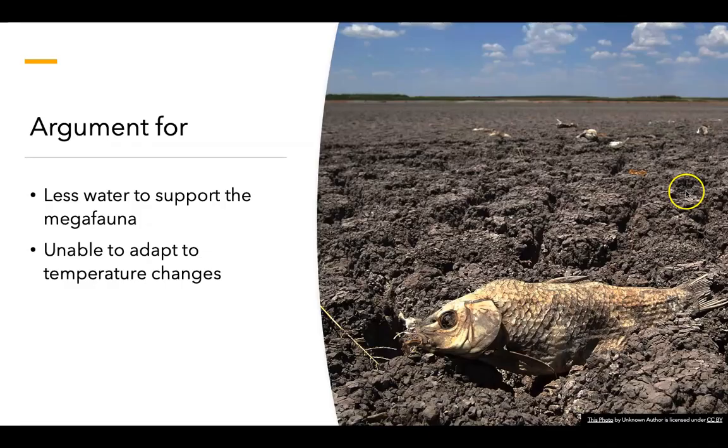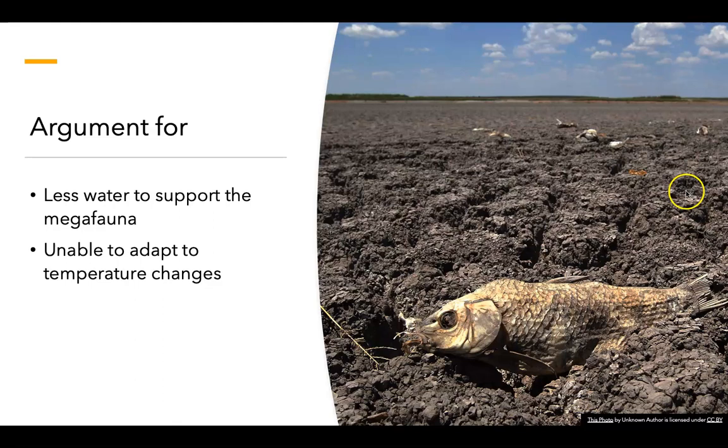Now, there are some arguments for and against this theory. It is a theory, and as such, there are arguments for and against. But one argument for the idea of this climate impact on our megafauna is the idea that there was less water to support the megafauna. If there's less water available in the environment, those large animals that need a lot more water are not going to have access to that water as readily. And then the idea there is those megafauna are unable to adapt to temperature changes.